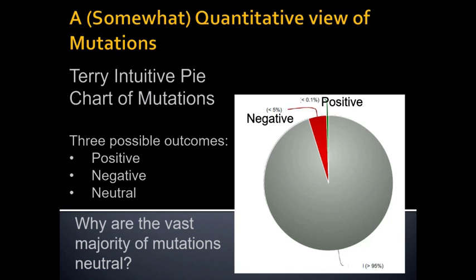Less than 5% of all mutations are detrimental or negative. And more than 95% of all mutations are neutral. Now, the why we'll get to later. So I've posed the question here, but put a little asterisk by it, or a little sticky note in your head, right? Why are the vast majority of mutations neutral?